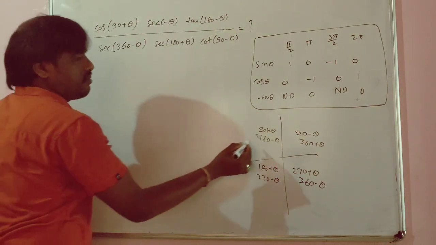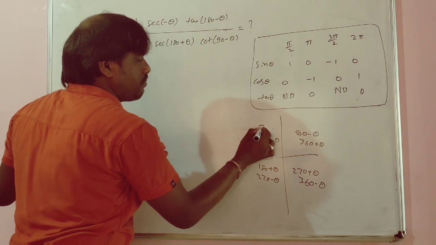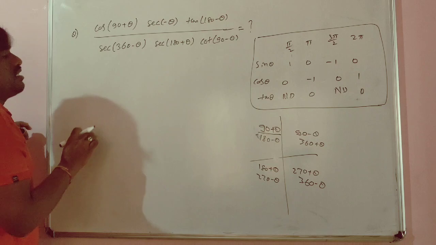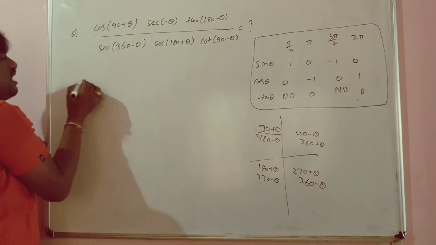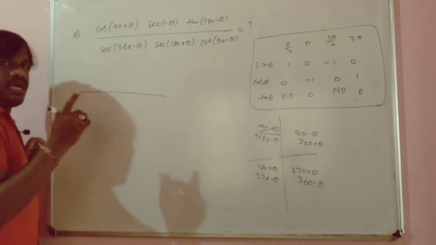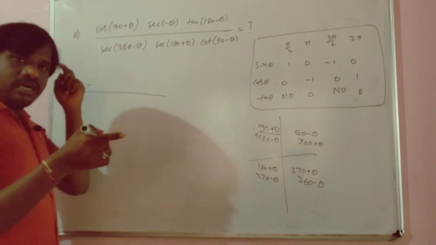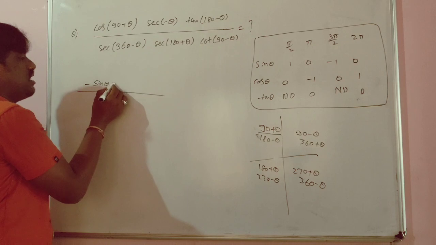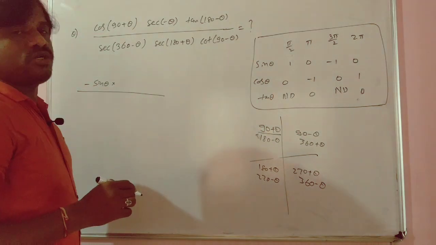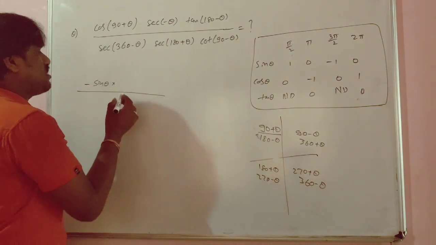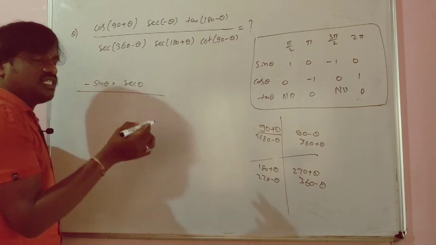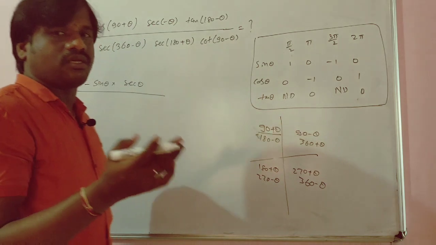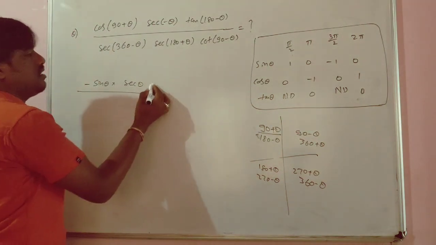Cos 90 plus theta, 90 plus theta is a second quadrant, so this value will be negative. And it is an odd multiple of 90, 90 into 1, so cos will change into sine. So I get minus sine theta. Now sec of minus theta is what? Sec theta. I told you just now that for cos and sec, negative is positive. Right, sec of minus theta is sec theta.